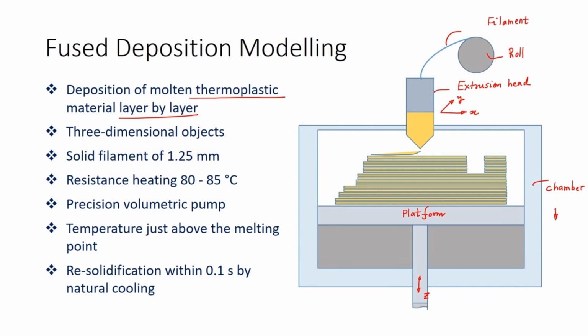In this process, the solid filament which is used is a thermoplastic material. In general, the thickness of this filament is about 1.25 mm. The heating would be carried out in between 80 to 85 degrees Celsius inside the extrusion head. The extrusion head also has a volumetric pump which is precisely pouring the molten thermoplastic material through the nozzles. The deposition operation we are carrying out at a temperature just above the melting point temperature. The resolidification time is very small, that is 0.1 second.